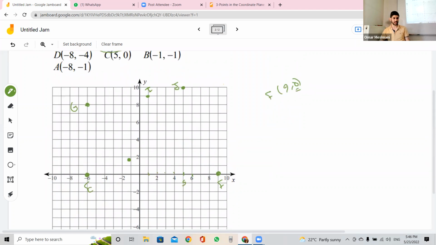All right, next one is D. D is negative 8 and negative 4. So this is the point D. And the point C is 5 and 0. So this is 5 and 0. That's C. Point B has negative 1 and negative 1. I guess this is B. And then the last point is A, which is negative 8 and negative 1. So this is the point A.